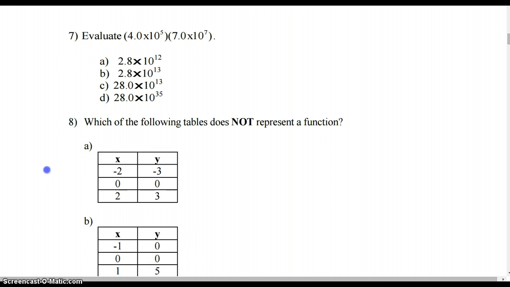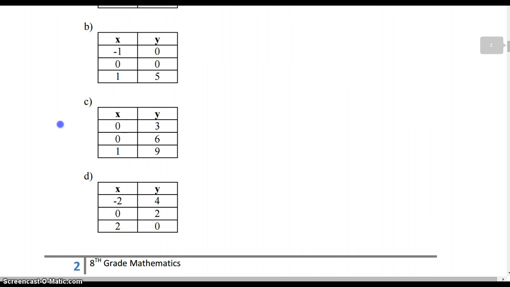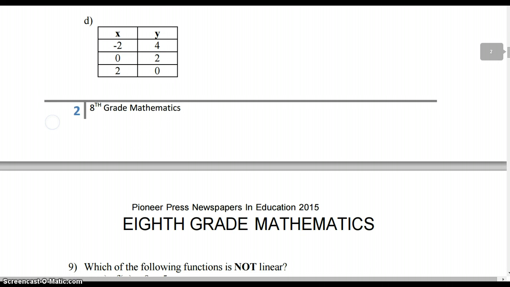Number 8, which of the following tables does not represent a function? Remember, functions do not have repeats in the domain, and the domain always talks about your x values. So we are looking for the chart that has repeats in the x values, and if we keep scrolling here, we find out that C happens to be the one that has repeats. This is not a function. Everything else is, okay? So if there are repeats in the domain, not a function. Alright, so that one's quick.